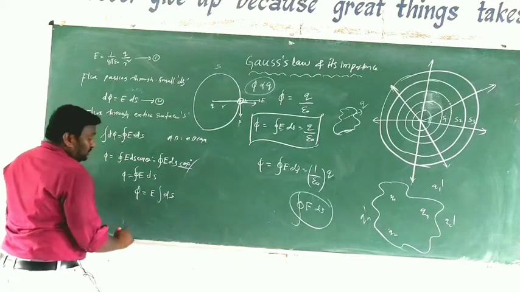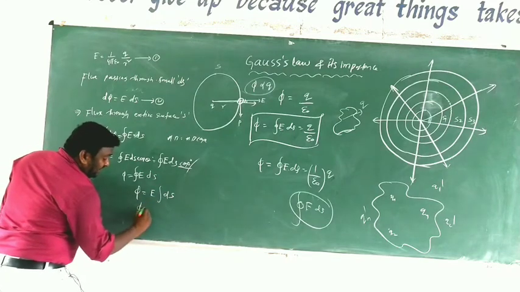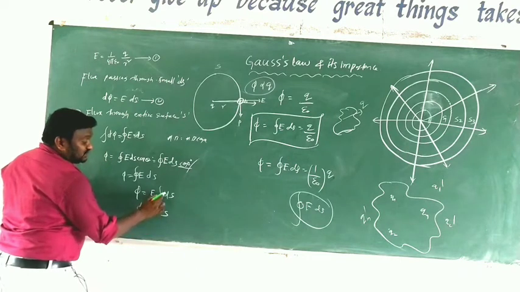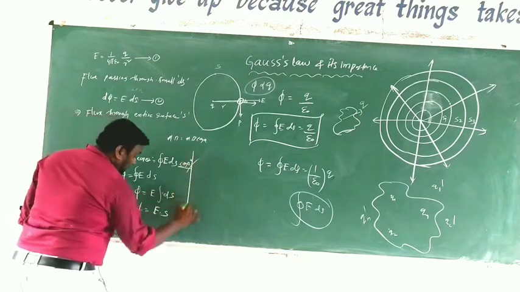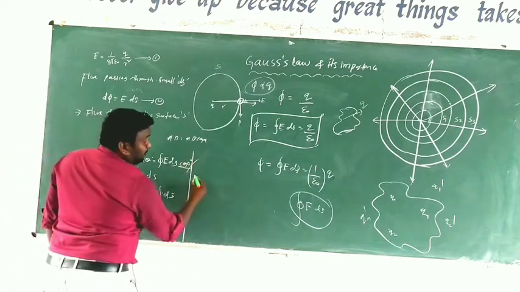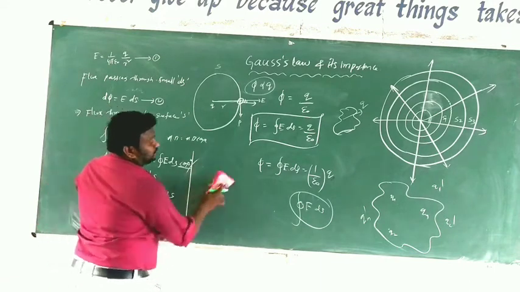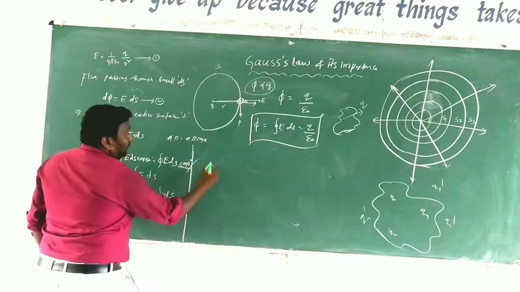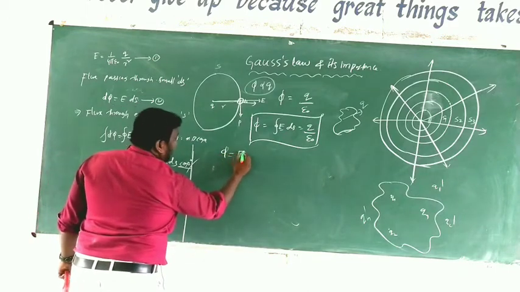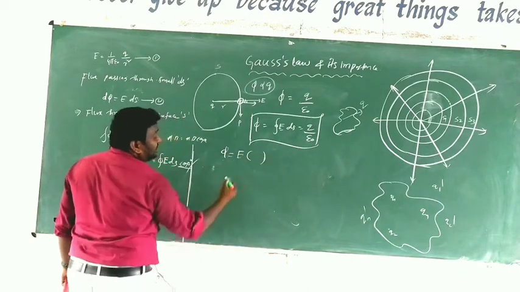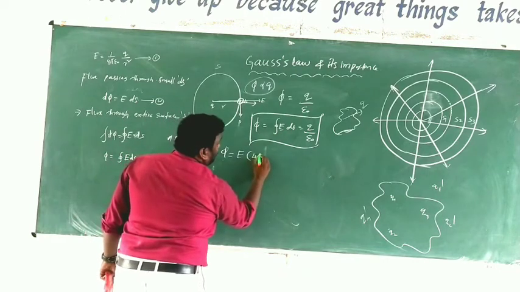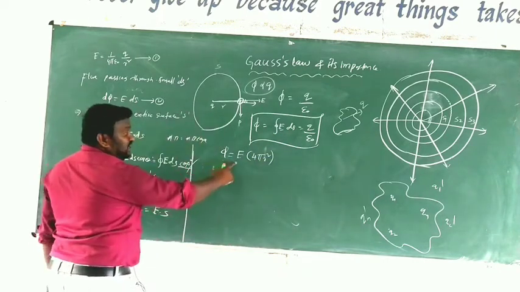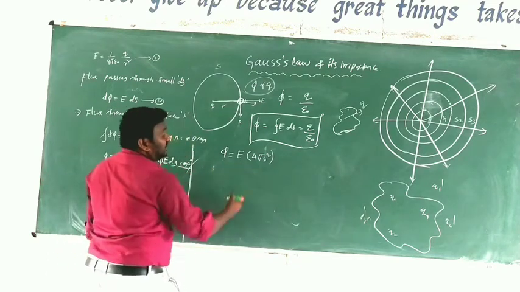And now I am writing phi is equal to E into S. Then what do you get? Phi is equal to E into S, that is, E into 4 pi r square. Phi is equal to E into 4 pi r square.